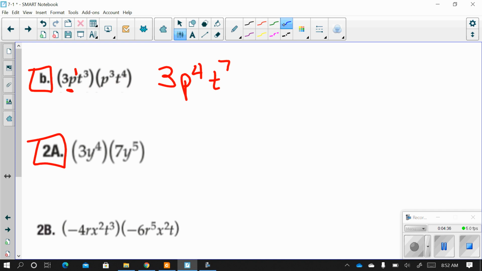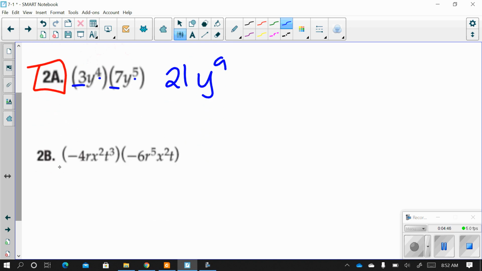Pause the video, try 2a. Okay, multiply my coefficients. I get 21. Okay, y's, I have 4 and 5, so I have y to the 9th power. And what the heck, we'll do this one too. Go ahead and pause the video and try it.